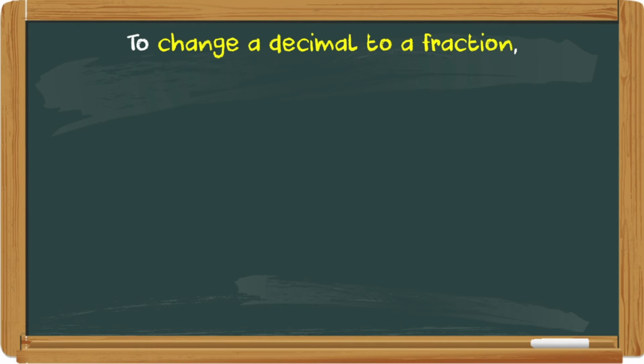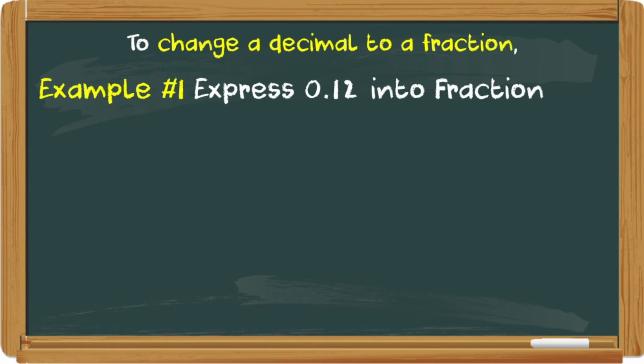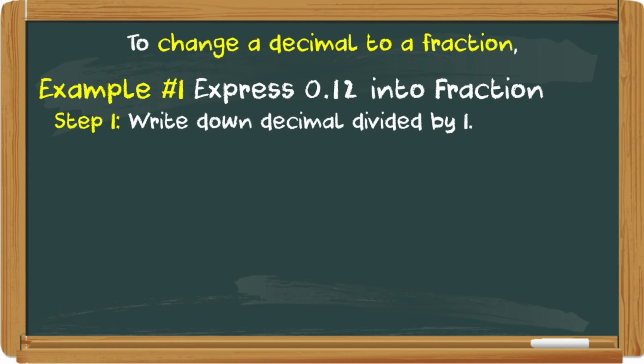To change a decimal to a fraction, we will be following these 3 steps. Let's have this example. Express 0.12 into fraction. Step 1. Write down the decimal divided by 1. So, the decimal 0.12 will become now 0.12 over 1.